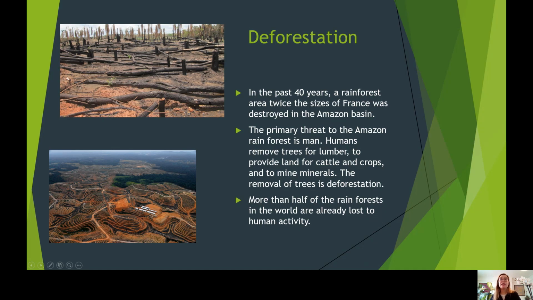Deforestation. In the past 40 years, a rainforest area twice the size of France was destroyed in the Amazon basin. The primary threat to the Amazon rainforest is man. Humans remove trees for lumber, so cutting down trees, to provide land for cattle and crops and to mine minerals. The removal of trees is deforestation. More than half of the rainforests in the world are already lost due to human activity. It's very sad, and here we have some horrible pictures of what was once beautiful rainforests being deforested and taken down.